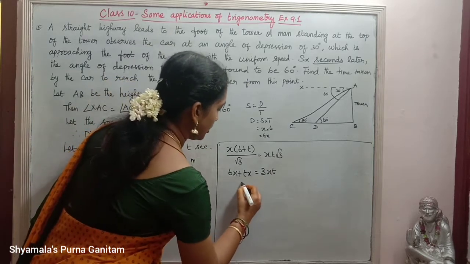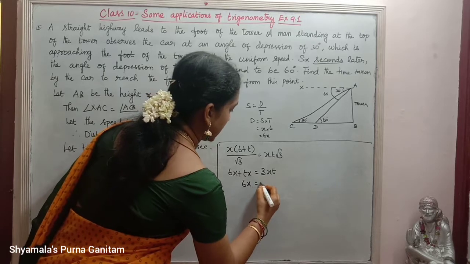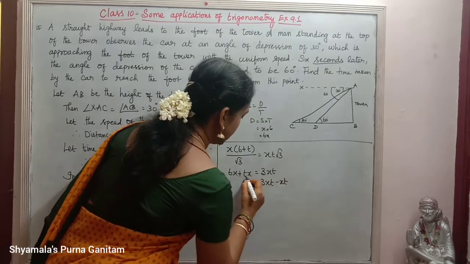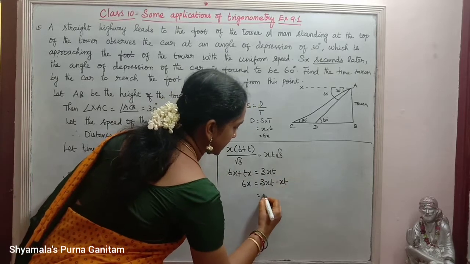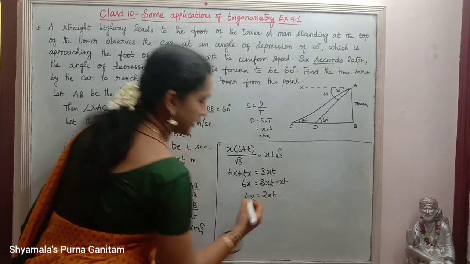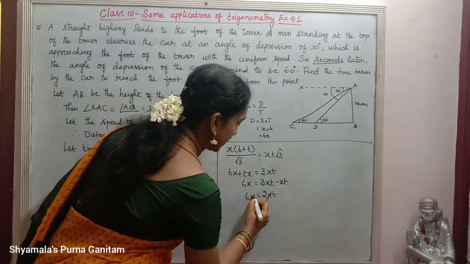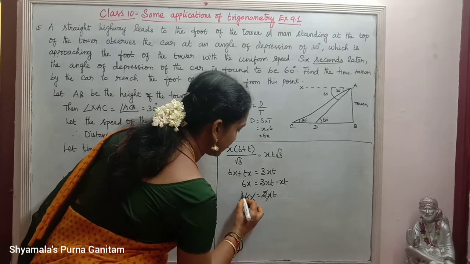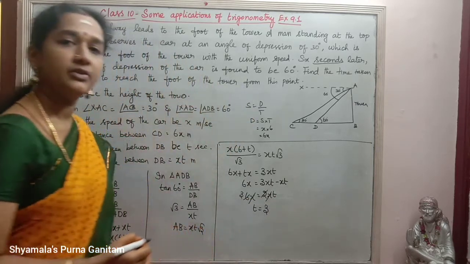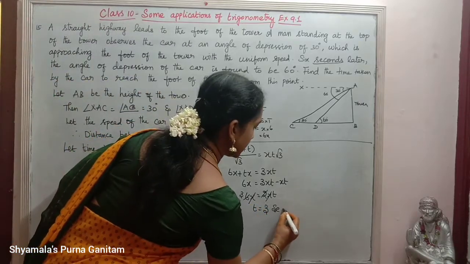Okay, so 6x is equal to 3xt minus xt. This xt I am bringing to the other side, so we will get 2xt. I get 6x is equal to 2xt. So this x will get cancelled, 2 also 3 times will get cancelled. So time taken, we will get it as 3 seconds.